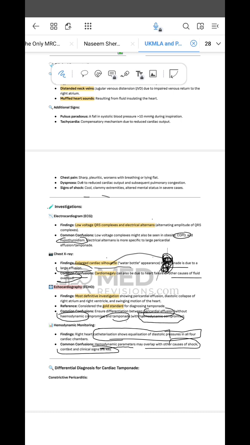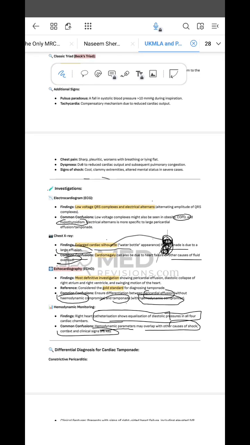In addition to the signs of the triad above, in cardiac tamponade, what is the additional sign? There is a pulsus paradoxus. What is pulsus paradoxus? A fall in systolic BP greater than 10 mmHg during inspiration. And tachycardia, a compensatory mechanism due to reduced cardiac output.